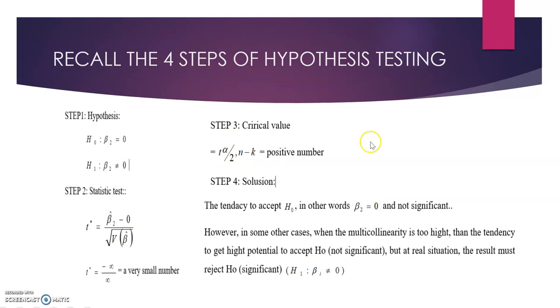Recall the fourth step of hypothesis testing. When we do the hypothesis testing, the conclusion will tend to accept the null, in other words, beta 2 equals 0, or not significant. However, because of the existence of the multicollinearity problem, x2 is actually important, but when we test the hypothesis, we find that x2 is not important. In this case, we cannot accept the hypothesis even though the variable is actually important, but in the hypothesis test we found it is not significant. So there is a contradiction in the solution during the hypothesis testing.